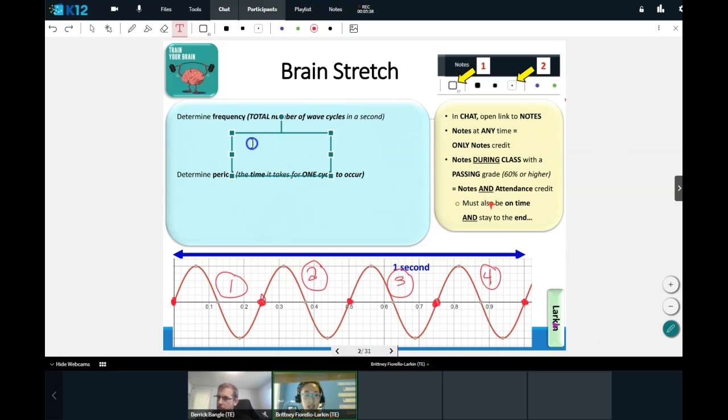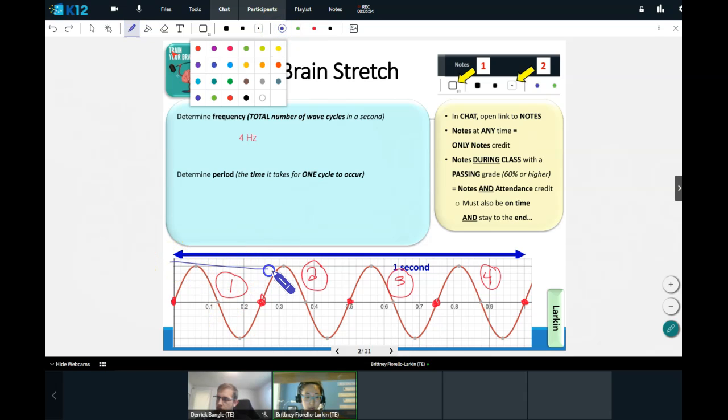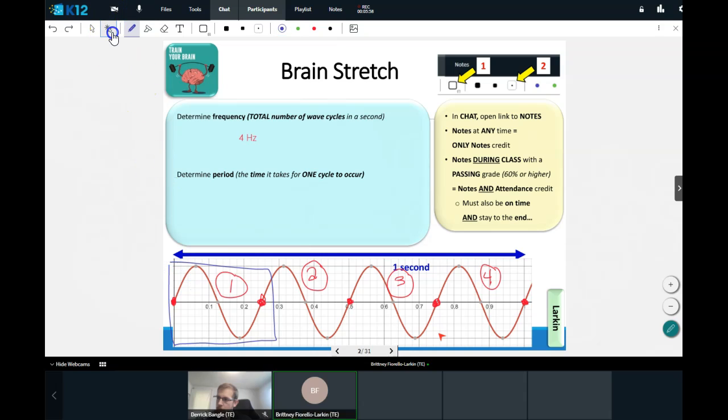Thank you, Brianna. Yeah, exactly. This is going to be 4 hertz, right? Because we saw 4 waves in our second here. Cool. Now the next question is what we learned yesterday, which is what is the period, the time for just 1 cycle to occur, right? So we already identified our first cycle, which was right here. And go ahead and tell me, how long did that first cycle take?